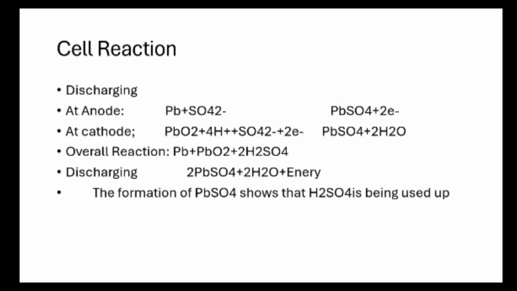This is the cell reaction. Electrolyte, sulfuric acid, breaks up into hydrogen and sulfate. At anode, lead reacts with sulfate to form lead sulfate. Similarly, at cathode, lead peroxide reacts with sulfate to form lead sulfate. So, during discharging, electrolyte loses sulfuric acid and gains lead sulfate and water.